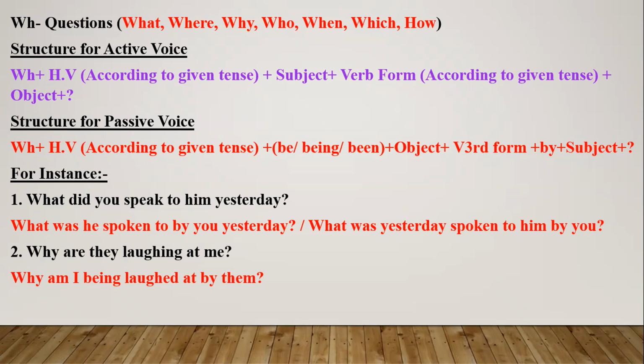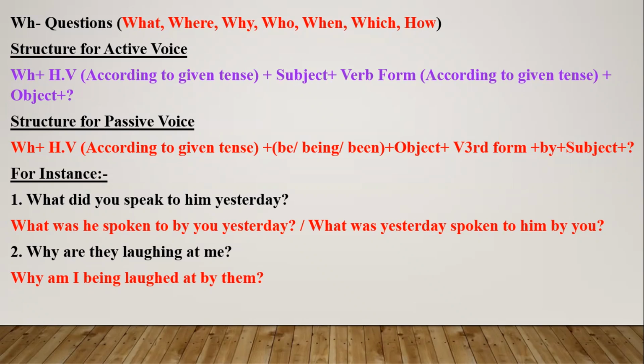Now you can see spoken to, that is a phrasal verb. I told you that we cannot separate speak and to, because it's a phrasal verb. Speak is the verb and to is the preposition, by you yesterday. And you can make a question like that. What was yesterday spoken to him by you? So you can make it in any way.